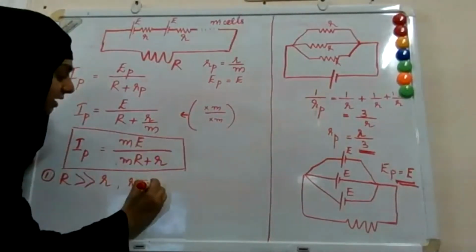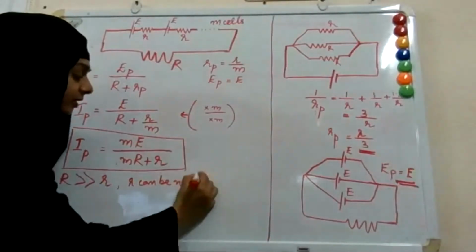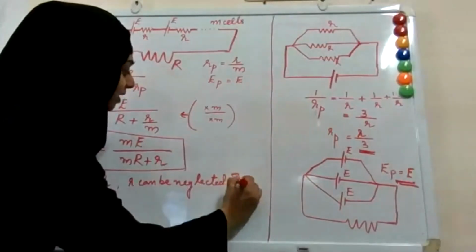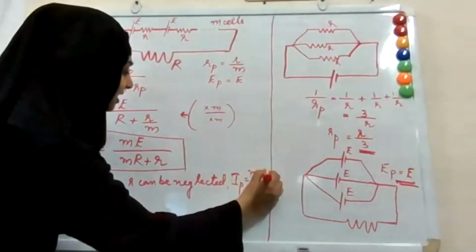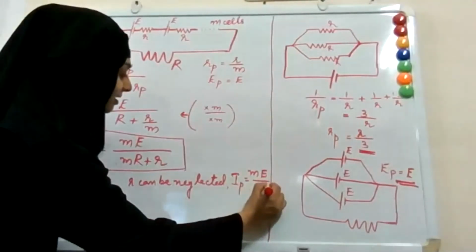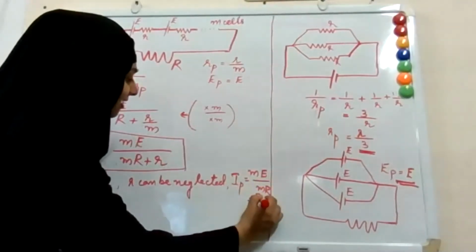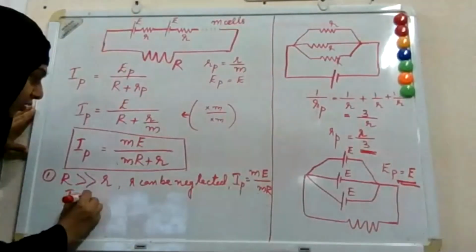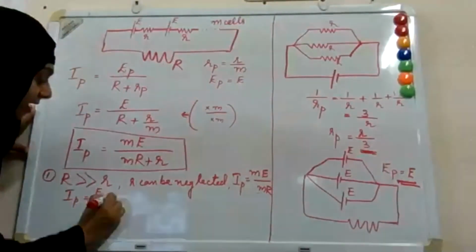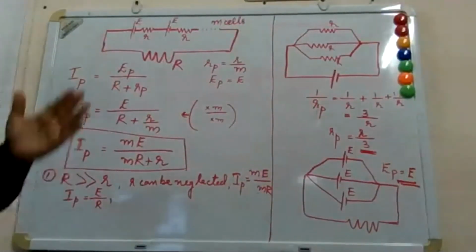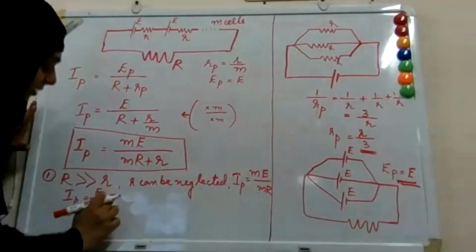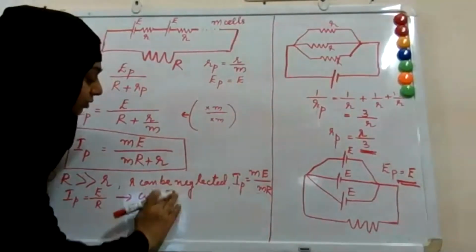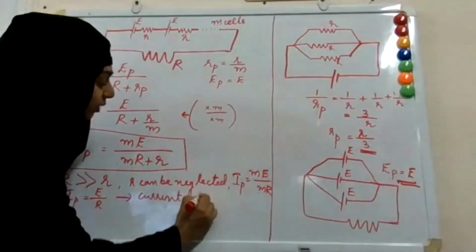So small r can be neglected, and therefore IP will be equal to ME by MR, which is equal to E by R. ME by MR, or IP will be equal to E by R. E by R means what? Current due to one single cell, which is nothing but current due to one cell.